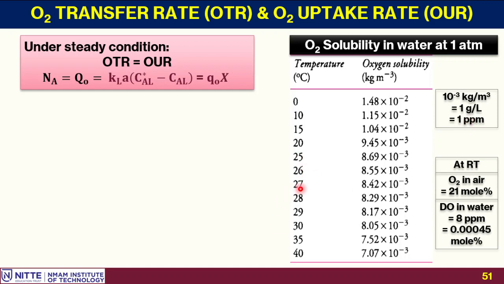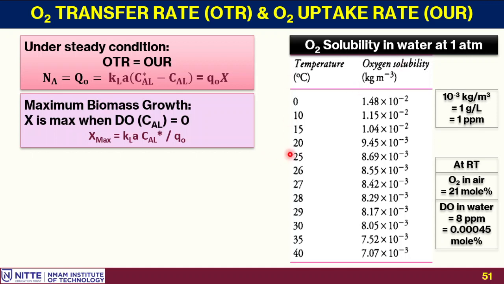So at around room temperature, somewhere around here, if you observe, it is about 8 ppm, at 30 degrees. So 8 ppm is equivalent to 0.00045 mole percent if you convert it. 1 ppm is equal to 1 mg per liter. But in the air, oxygen is present at 21 mole percent. Look at the difference here. So the maximum it can dissolve is this much percentage in water. That's the ultimate limit of C star.